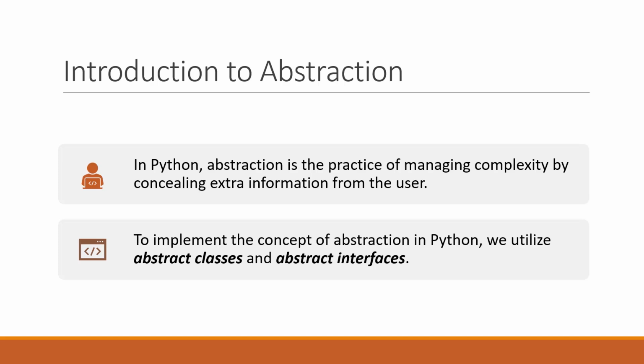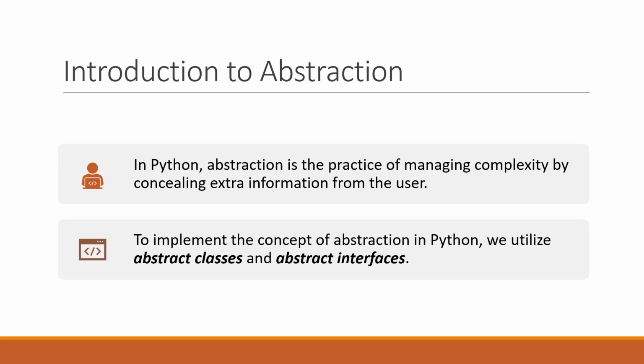Basically, both abstraction and encapsulation are key concepts related to object-oriented programming, where abstraction is a practice of managing complexity by concealing extra information from the user. That makes it possible for the user to add even more complicated logic on top of the abstraction already present without having to comprehend or even consider all the hidden background or backend complexity. Now, to implement the concept of abstraction in Python, we utilize abstract classes and interfaces.